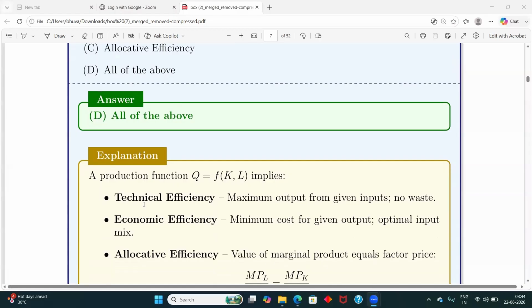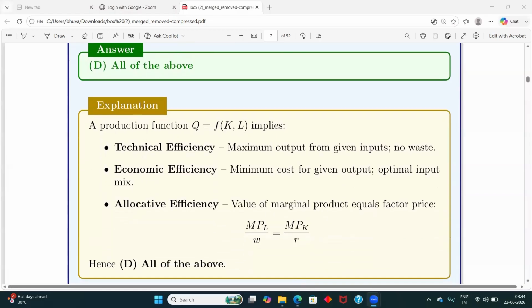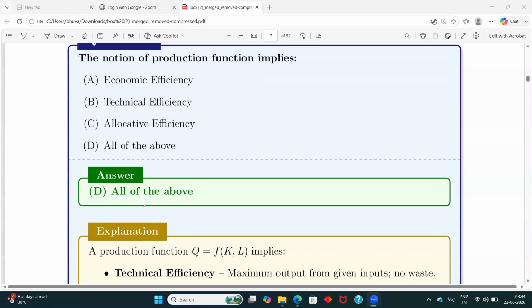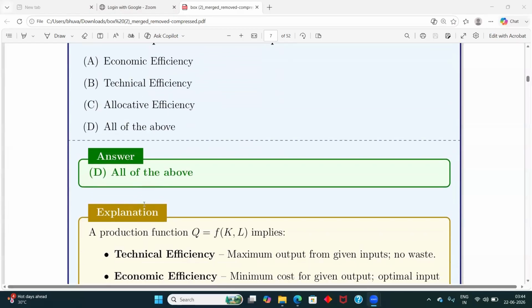There is no waste. Economic efficiency is minimum cost for given output and optimal inputs. Allocative efficiency is value of marginal product equal to factor price. The marginal product of labor divided by marginal product of capital is equal to wage divided by rent for capital. So the correct option is D, all of the above.